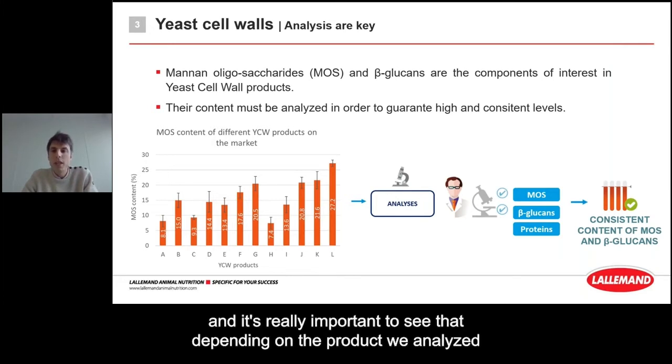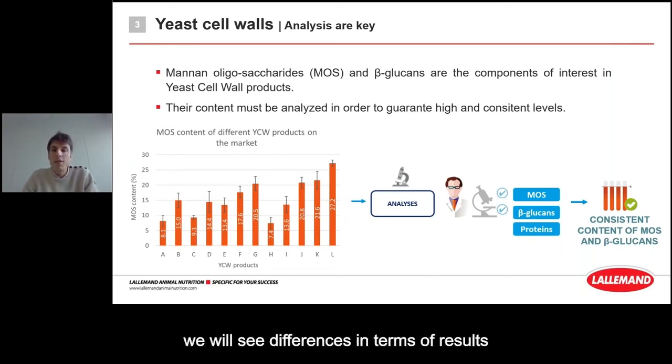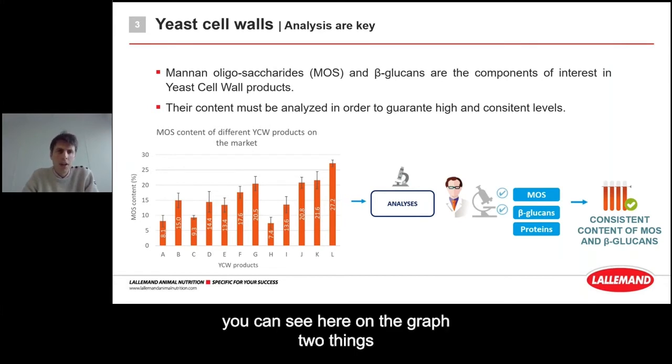And it's really important to see that depending on the product we analyze, we will see differences in terms of results, either for MOS or beta-glucans. You can see here on the graph two things.